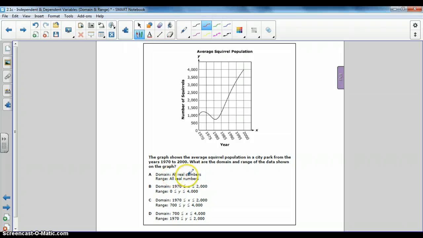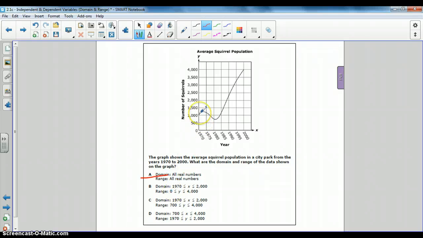So is the domain all real numbers? All real numbers means every single number. No, because the domain starts here and ends here. So nope, not all real numbers. Is the domain from 1970 to 2000? 1970, look at my graph, to 2000. Yep, okay. Is my range from 0 to 4,000?